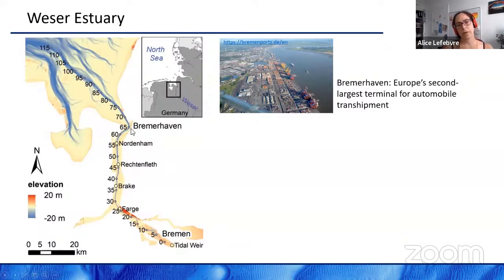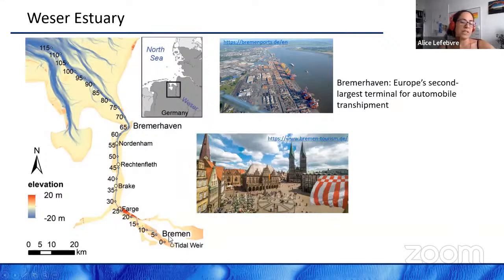An important place in the Weser Estuary is the port of Bremerhaven, which is Europe's second largest terminal for cars. It's a lot of cars which are going through here. So of course they need good waterways. They need to ensure that they have a good channel, which is deep enough for big boats to go in and out. And also, it's a lot of logistics with the ports.